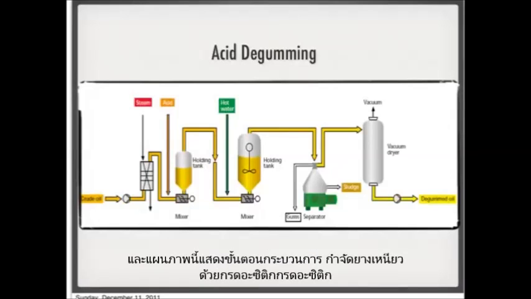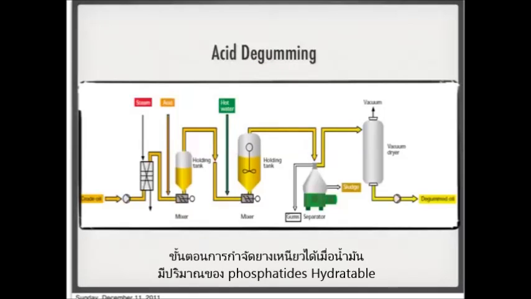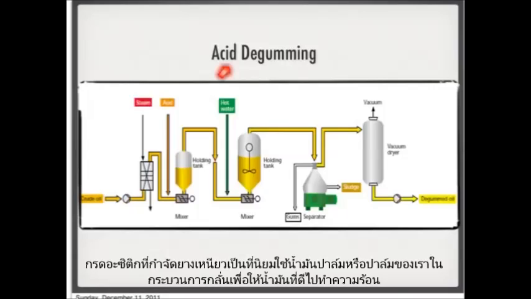And this diagram shows the various stages in the acid degumming process. Acid degumming is suitable when the oil contains a significant amount of non-hydratable phosphatides. Acid degumming is commonly used for palm oil or palm kernel oil in the refining process.